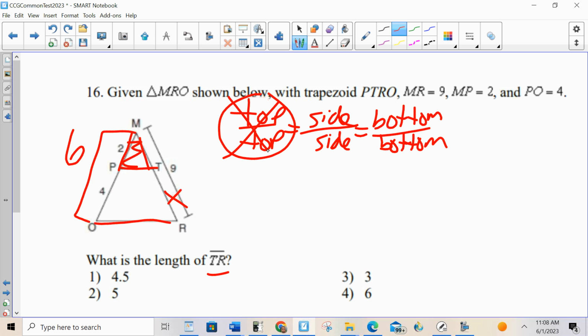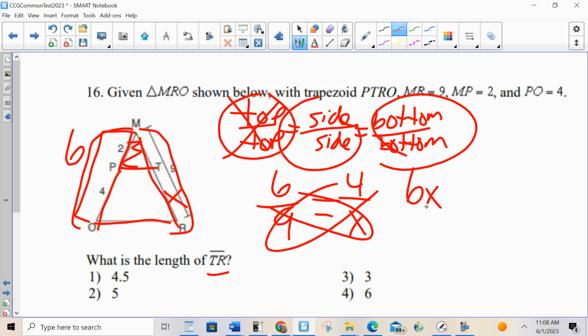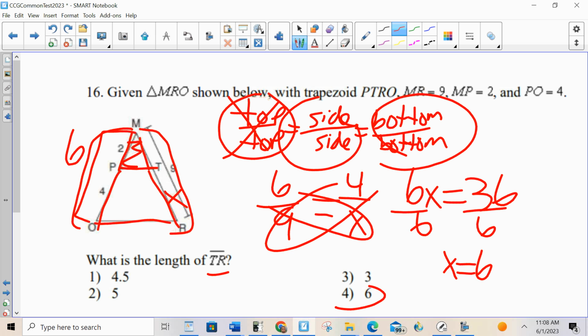Nope. Do I have both sides? I've got a 6, I've got a 9. Yes. 6 goes over 9. Do I have both bottoms? I've got a 4, I've got an X. Yes. Cross multiply and solve. 6x equals 36. Divide by 6, divide by 6. X is 6. Could I have separated the triangles?